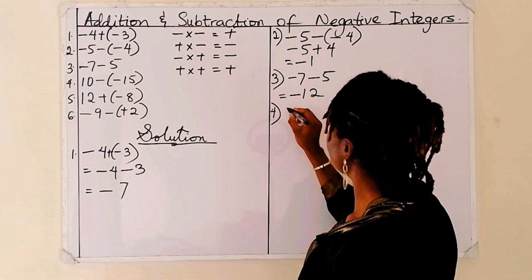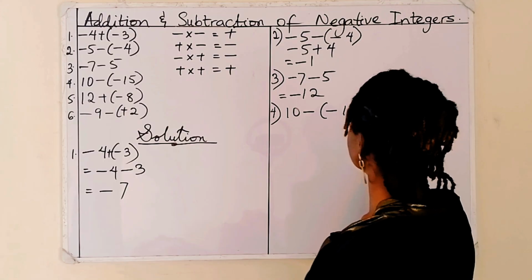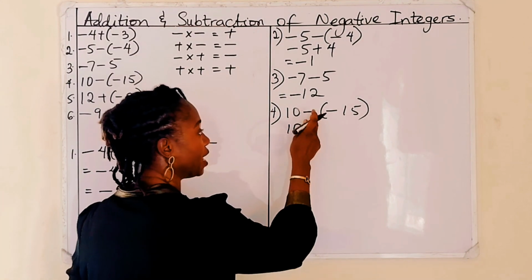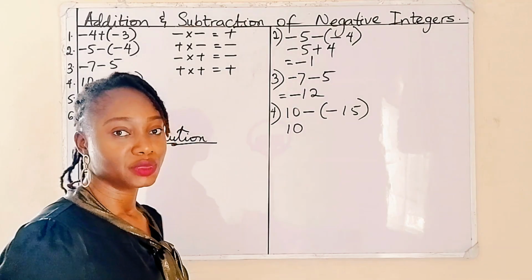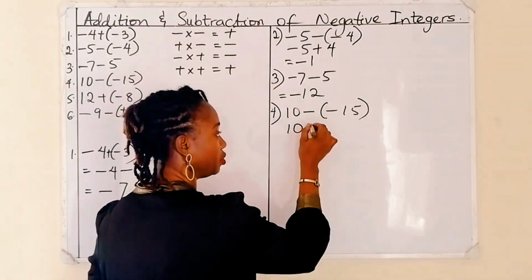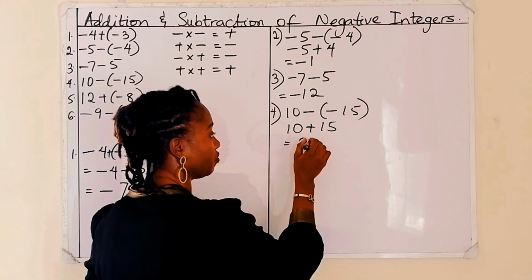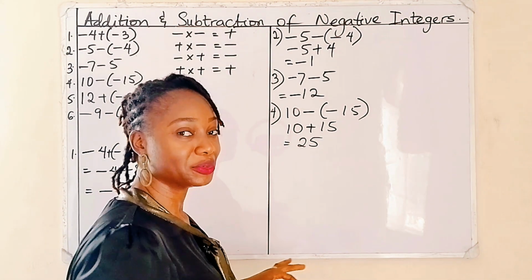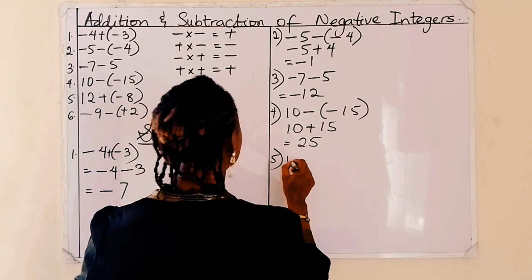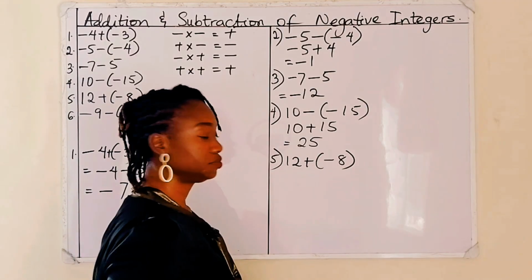Question 4, we have 10 minus into brackets -15. From here, we would say 10 minus times minus is what? Plus. So here we're adding 10 plus 15, and that equals 25. Simple.